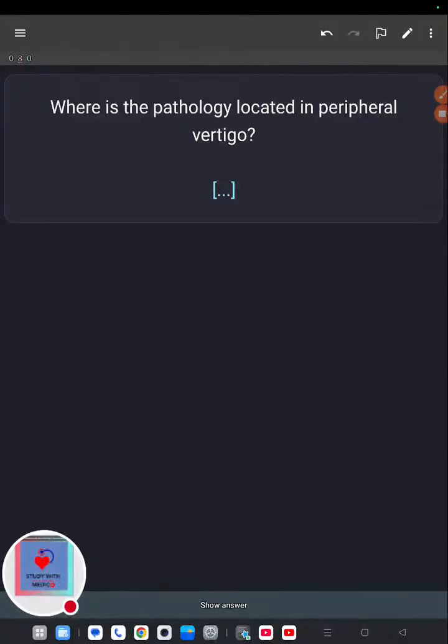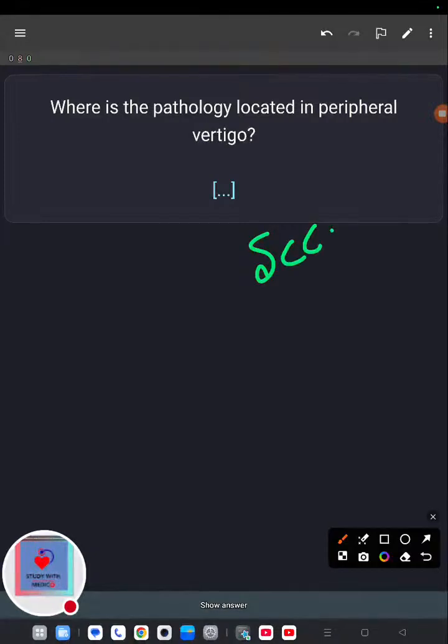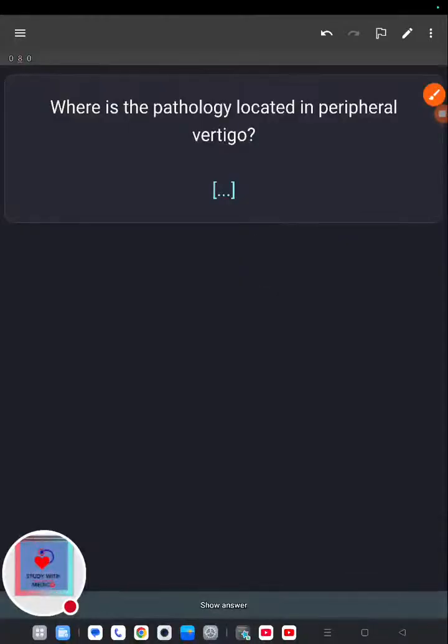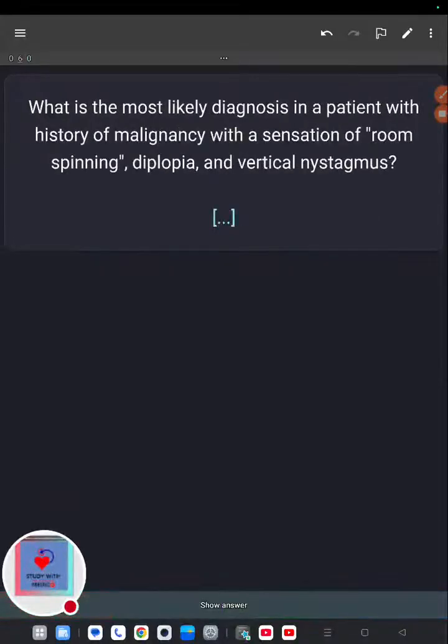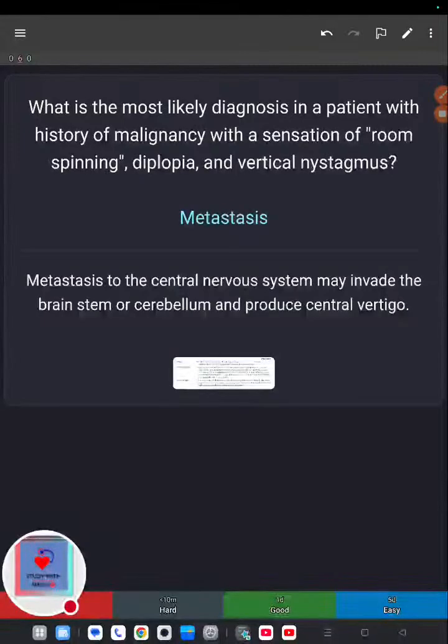Where is the pathology located? It is in the inner ear: semicircular canal debris, vestibular neuritis, Meniere's disease. What do you see on positional testing of vertigo in a patient with stroke compromising the vestibular nuclei? Nystagmus in any direction. What is most likely in a patient with a history of malignancy with the sensation of the room spinning, diplopia, and vertical nystagmus? This is because of a posterior fossa tumor, malignancy, metastasis. So that is a brainstem cerebellar lesion.